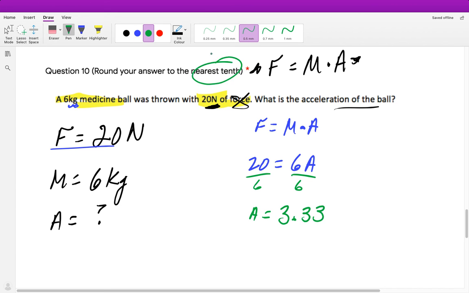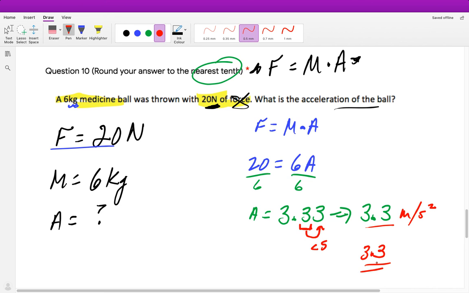And our A is going to be equal to 3.33. I tell you to round to the tenth, so we will just write it as 3.3, because when we're rounding to the tenth, this is the number that we are rounding, so that means we look at the digit after it. Since the 3 is less than 5, we stay where we're at, so that's why it will be 3.3. And our acceleration would be meters per second squared, but remember, you don't have to write that. You would have just written 3.3 as your final answer, right?